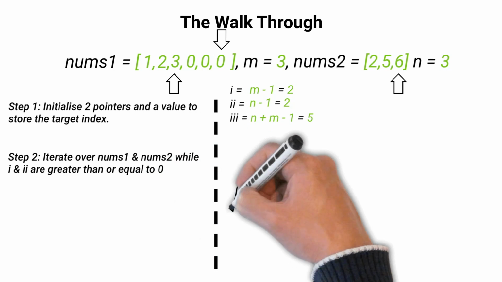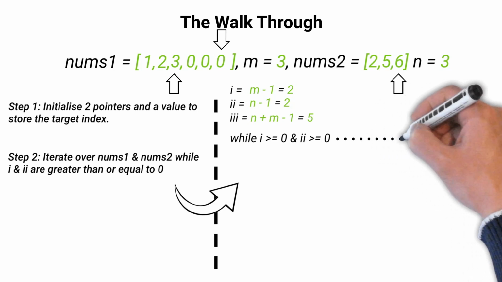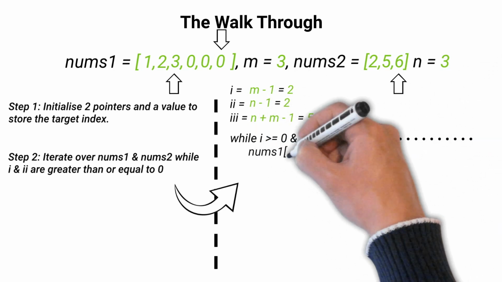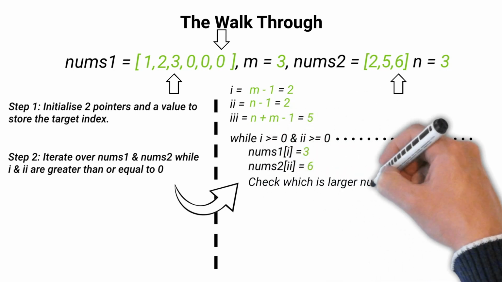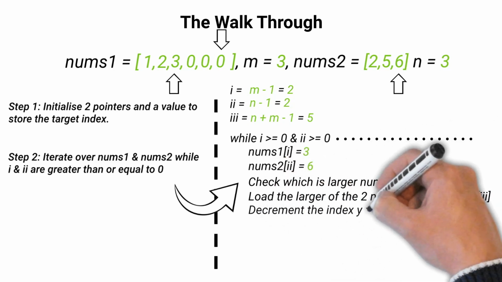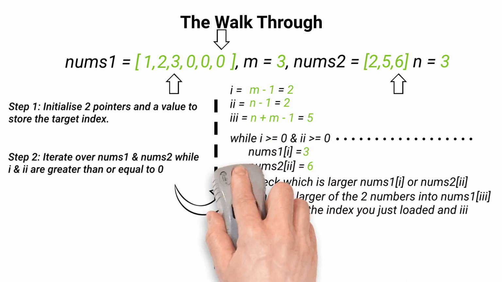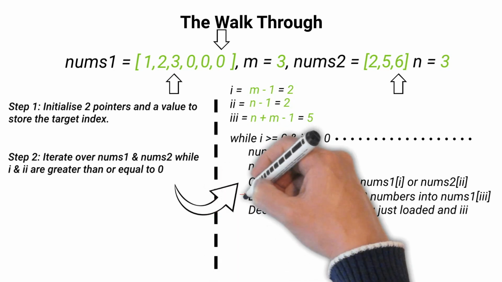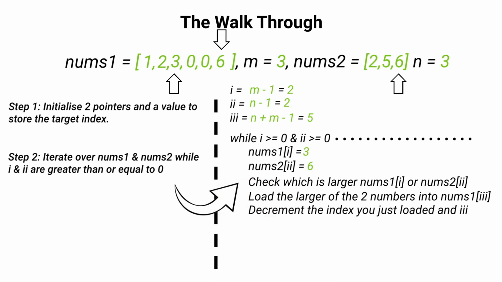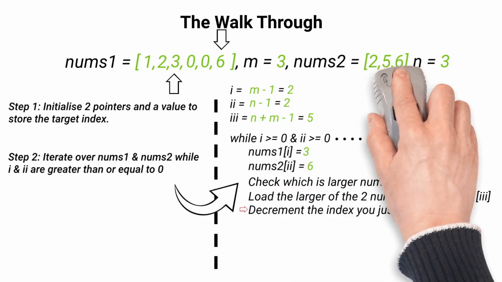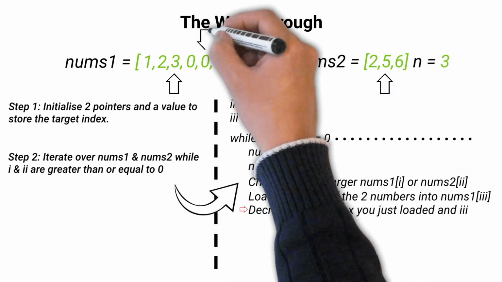Step 2, we need to iterate over nums1 and nums2 while i and j are greater than or equal to 0. So we can see that nums1[i] is currently equal to 3, and nums2[j] is currently equal to 6. So we need to check which is larger, nums1 or nums2. We need to load the larger, so we can see that nums2 is larger, which is 6. So we want to load 6 into nums1 and then we need to decrement nums2 and nums1 and then we go to the next loop.